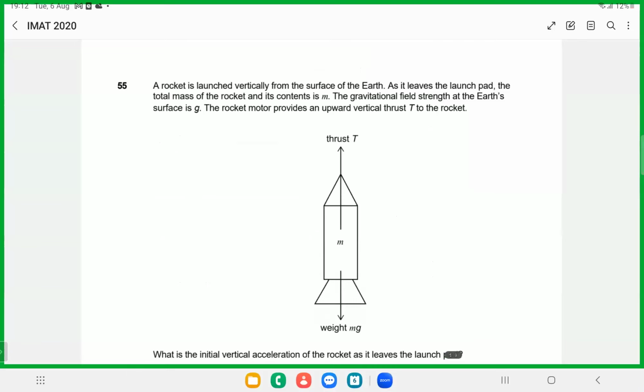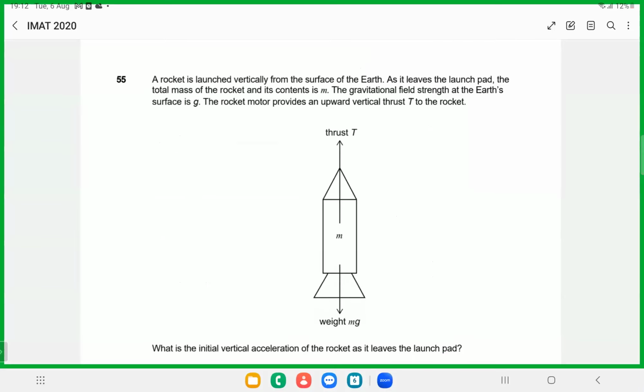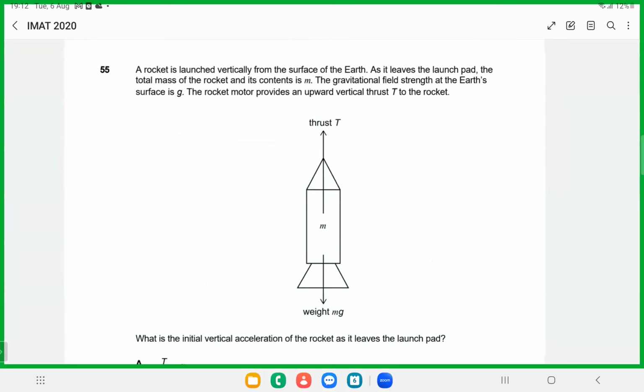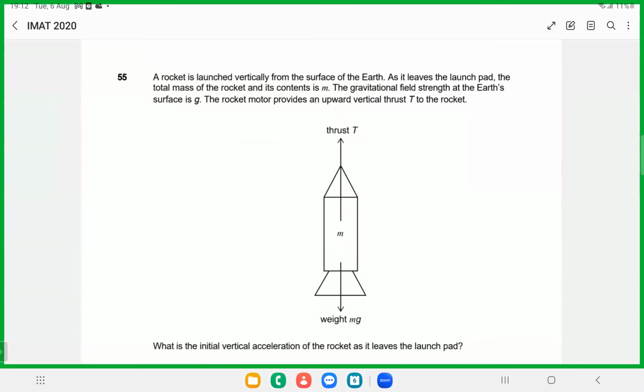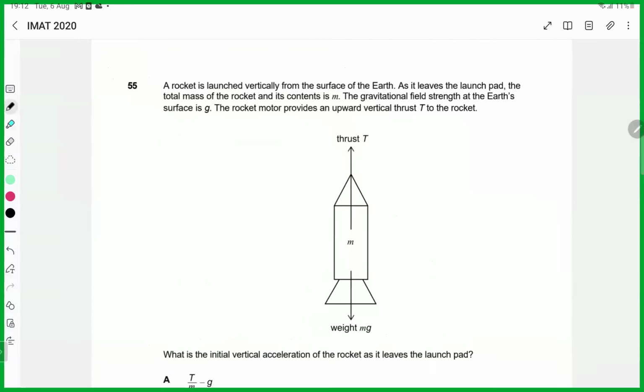Okay, now physics. Rocket. A rocket is launched vertically from the surface of the Earth. As it leaves the launch pad, the total mass of the rocket and its contents is m. The gravitational field strength at the Earth's surface is g. The rocket motor provides an upward vertical thrust T to the rocket. So, of course, we all know that the gravitational force always goes downwards, because it's gravity, and it will push us downwards. The thrust, of this rocket, is going up.